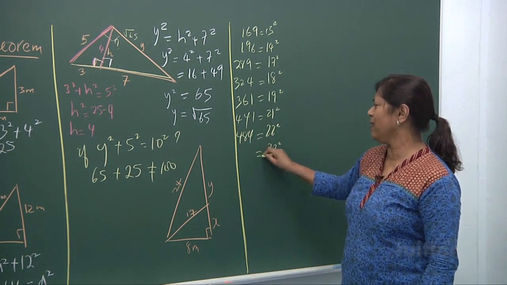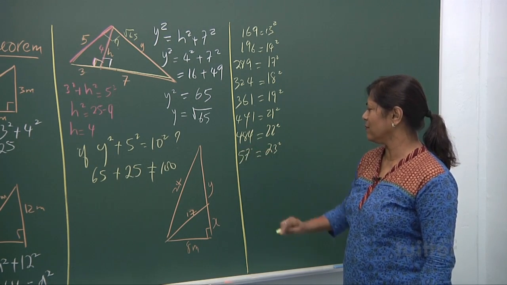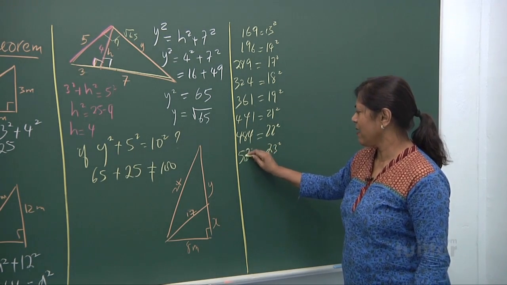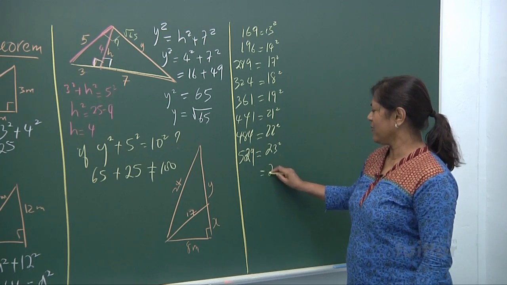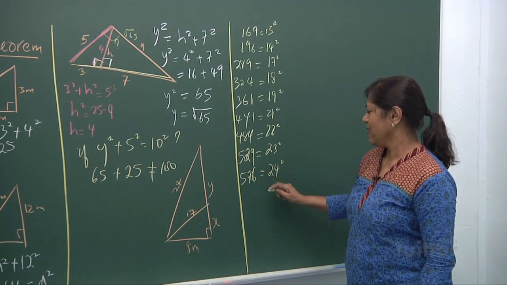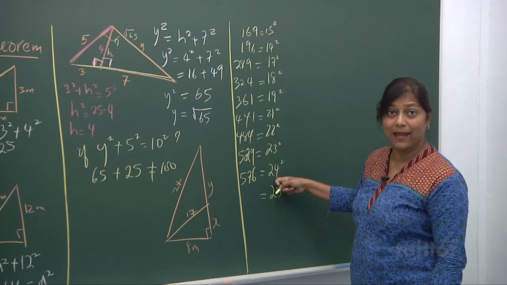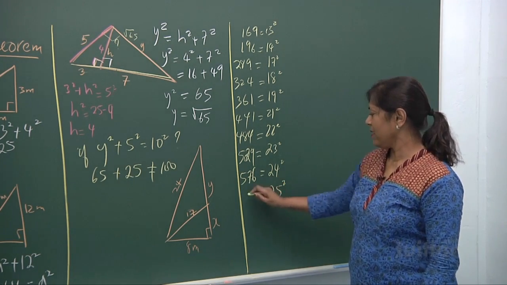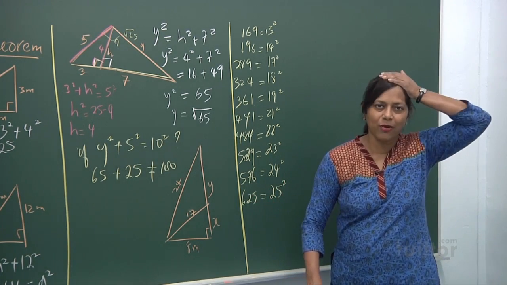23 squared, if you can help me there. Is it 576? I think so. Wait, nope. 3 times 3 is a 9. I think it's 529. All right? And if you look at 24 squared, it's 576. You look at 24 squared again, 4 times 4 is 16. And 25 squared is 625.